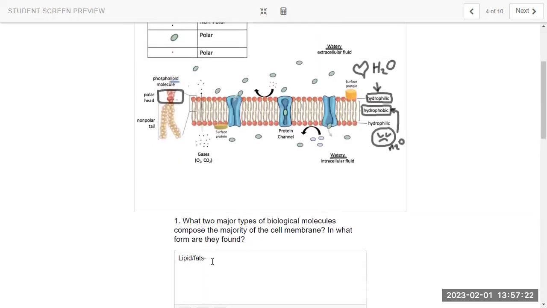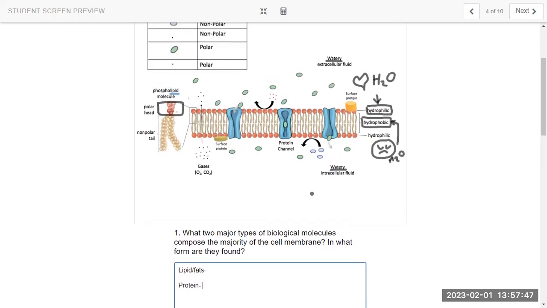All right. Yes, yes, Amira. There it is. The second would be proteins. These protein channels are made out of proteins. Okay. So we got fat and protein. Sounds like a healthy diet, right? So we got our fats and our proteins. That's what the two major things are.